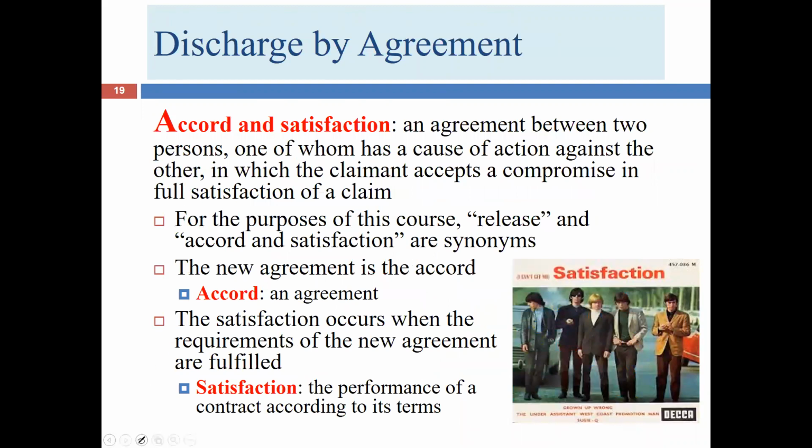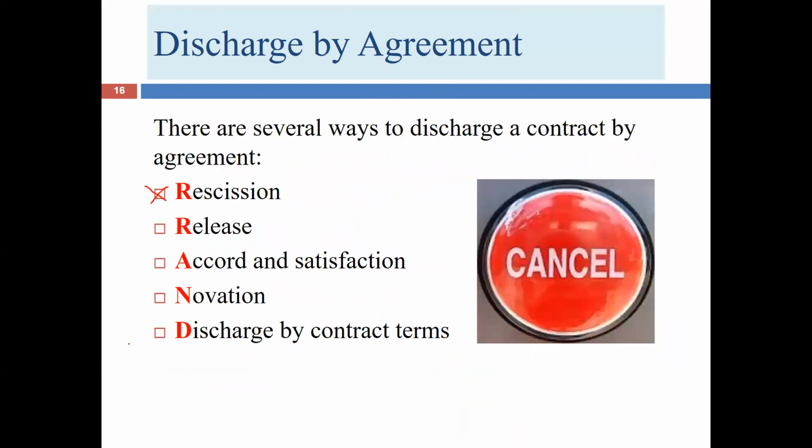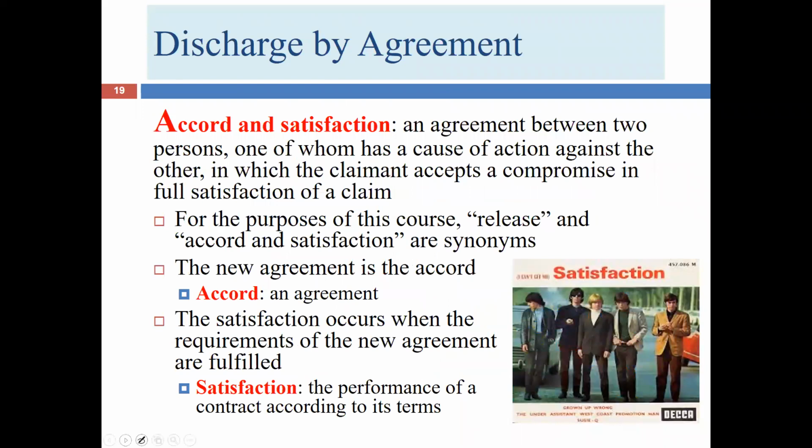Let's now talk about accord and satisfaction. Really, for the most part, this is the same thing as a release. We just have a little bit fancier terminology for it. So accord and satisfaction is kind of a two-part process. Let's look at the definition here. An agreement between two persons, one of whom has a cause of action against the other, in which the claimant, this is the plaintiff here, the person with the cause of action, accepts a compromise in full satisfaction of a payment. Okay, so we have the accord, which is the agreement.